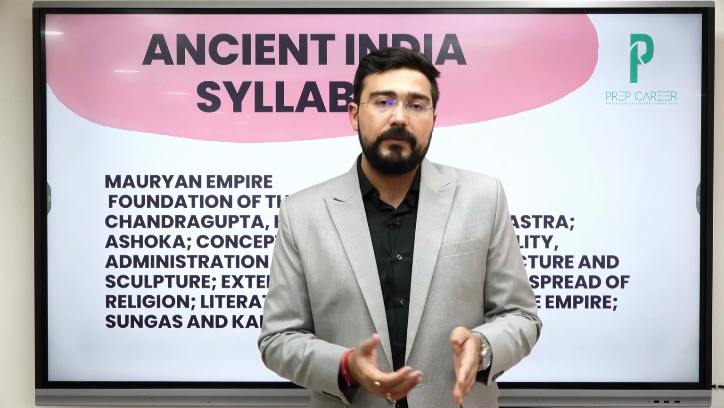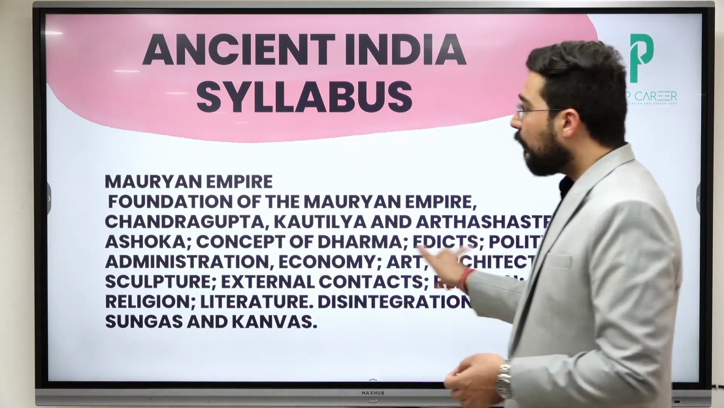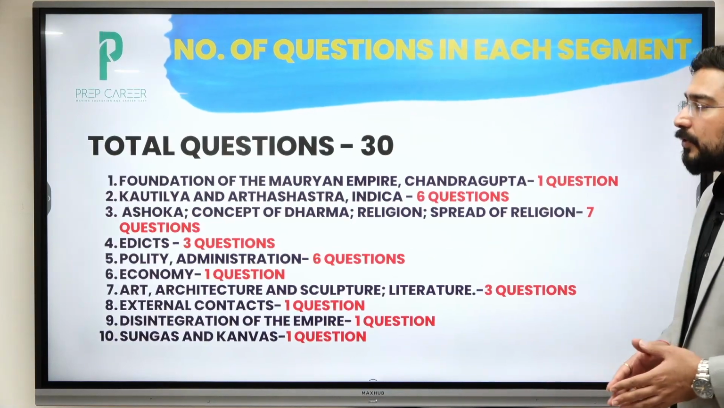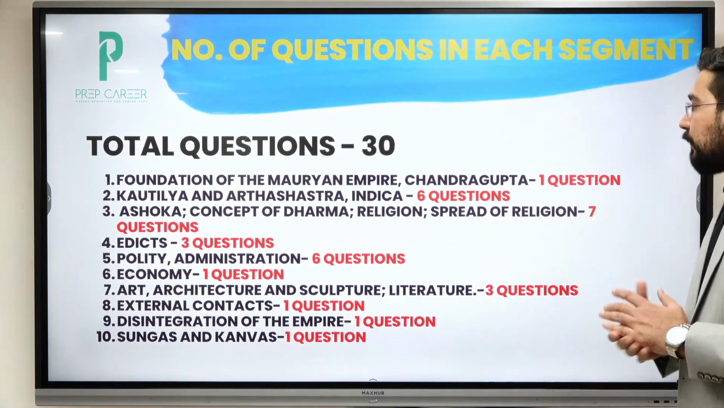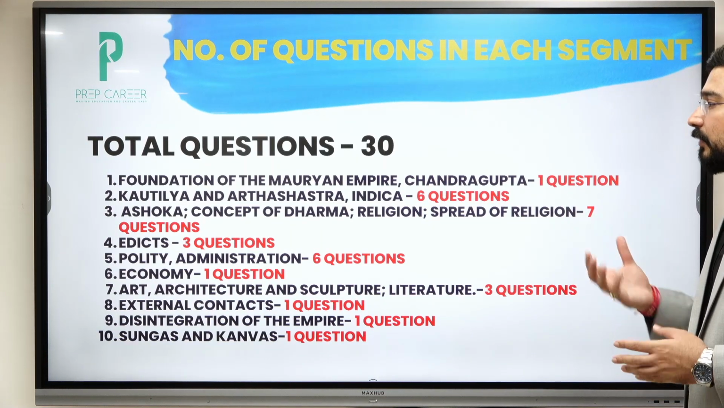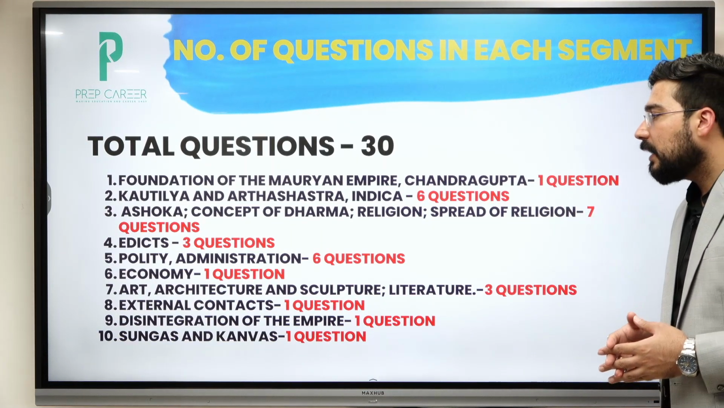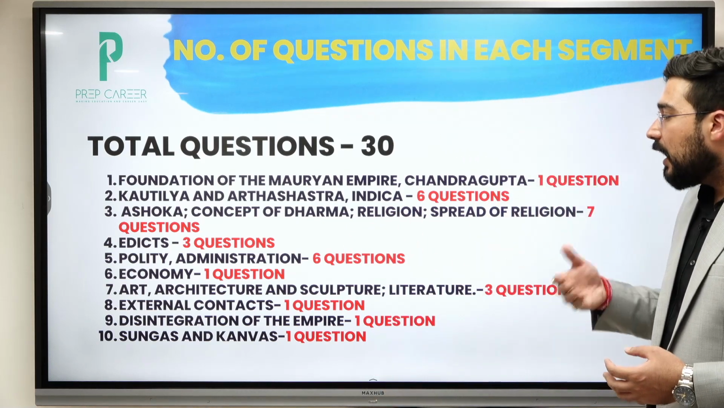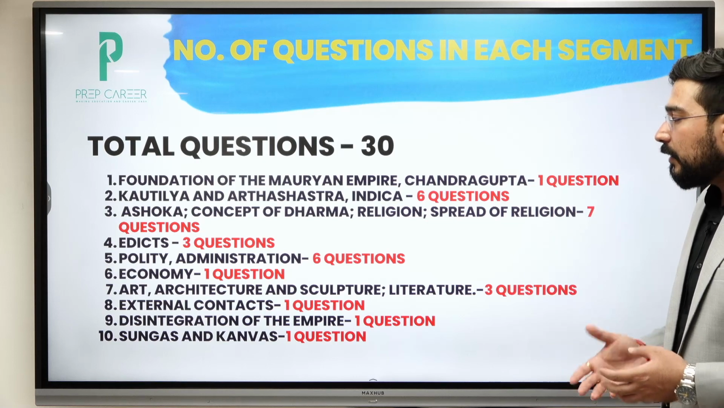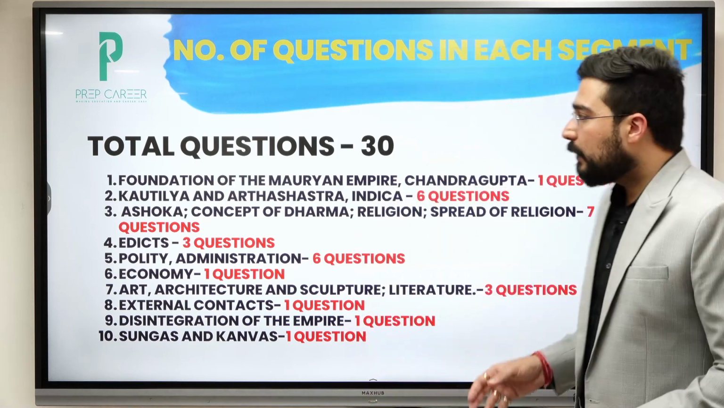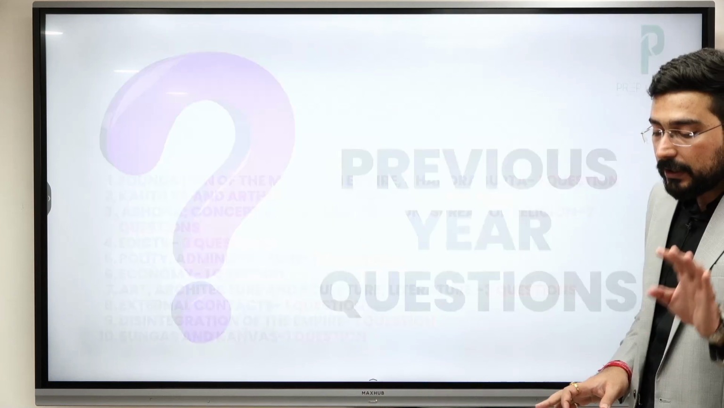That is why every year we can expect one question from the Mauryas. So let us see the trends. Overall the number of questions is 30. In the foundation phase, 1 question; Kautilya and Arthashastra, 6 questions; Ashoka, 7 questions; edicts, 3 questions specifically; polity and administration, 6; economy, 1; art and architecture, 3; external contact, 1; disintegration of the empire, 1; and finally the Shungas and Kanvas, from where UPSC has also asked 1 question. So we have 30 questions.